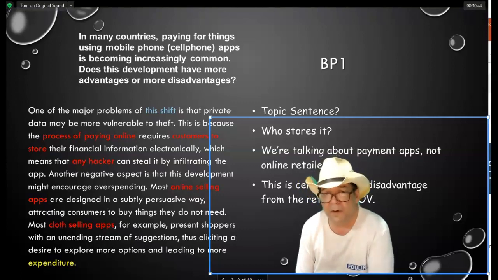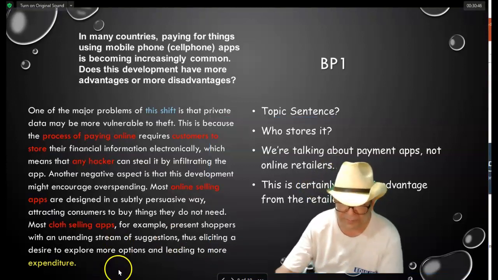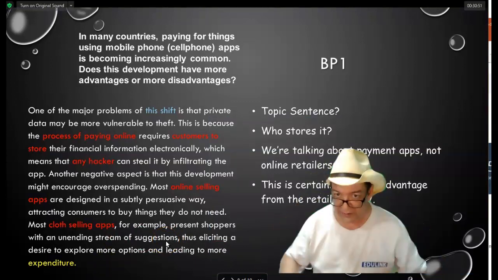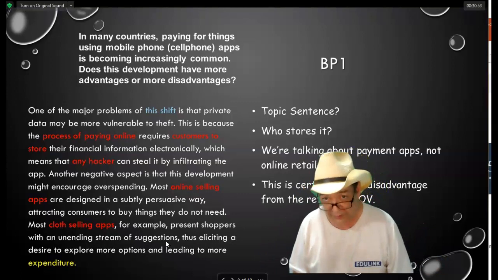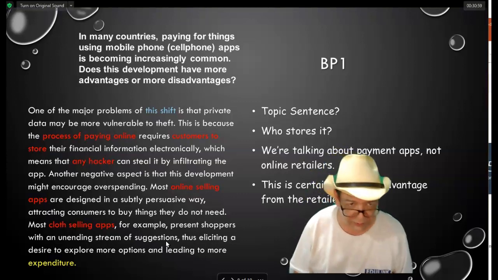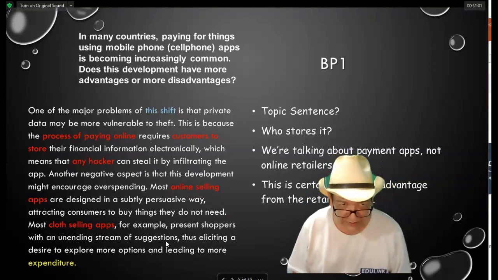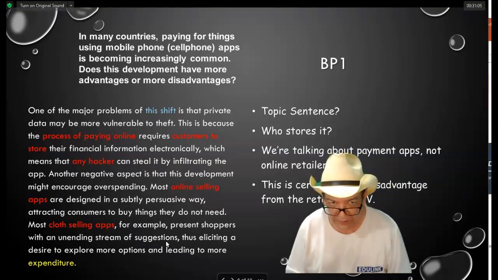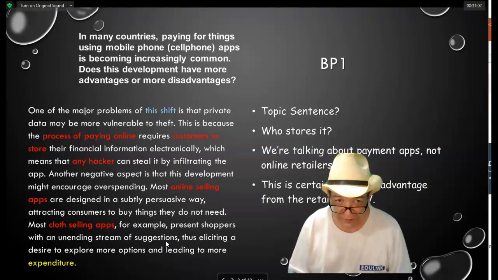Well, now who is storing the info? Is it the payment? Your bank is storing your info. The app is storing your info. You're not storing it. Who stores it? All right, the process of paying online. I'm suspecting something here.